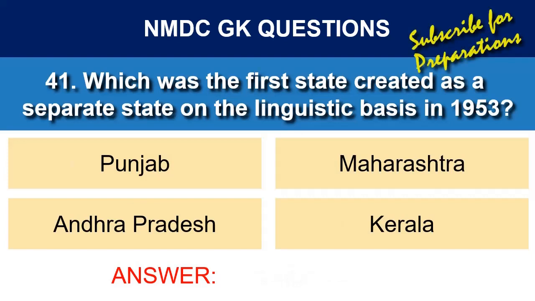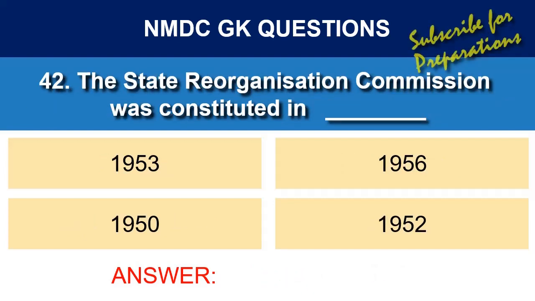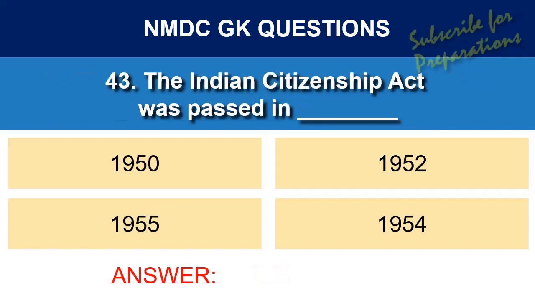Which was the first state created as the separate state on the linguistic basis in 1953? Andhra Pradesh. The State Reorganization Commission was constituted in 1953. The Indian Citizenship Act was passed in 1955.